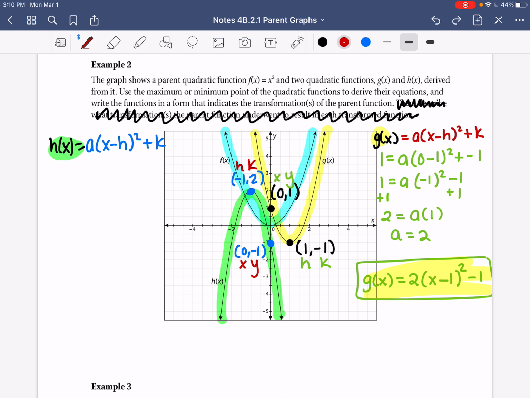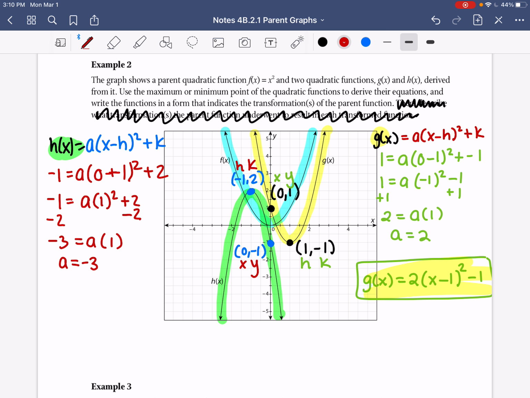H of x is my y, so that's negative 1 equals a, parentheses, x is 0, minus h is negative 1. Well, when I subtract a negative 1, that turns plus 1, squared, and then k is plus 2. So I have negative 1 equals a times 1 squared plus 2, subtract 2 on both sides, I get negative 3 equals a times 1, which is just a. So a is equal to negative 3.